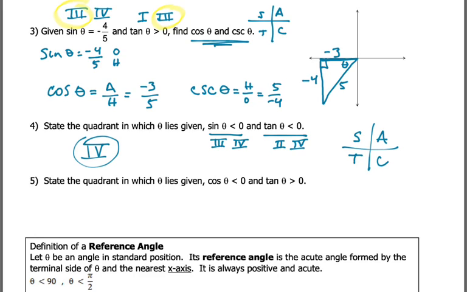Okay, on number 5, we're looking for the quadrant where cosine is negative, which would be in quadrant 2 and quadrant 3, and where tangent is positive, which is in quadrant 1 and quadrant 3. So what they have in common is quadrant 3. All right, let's do some more.